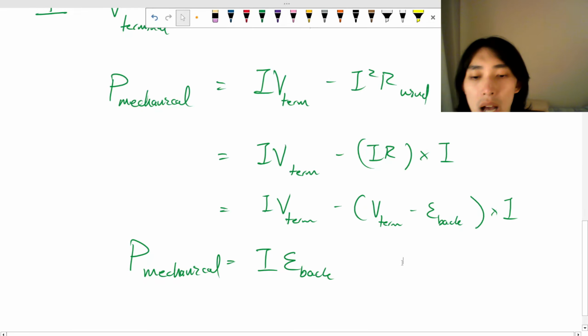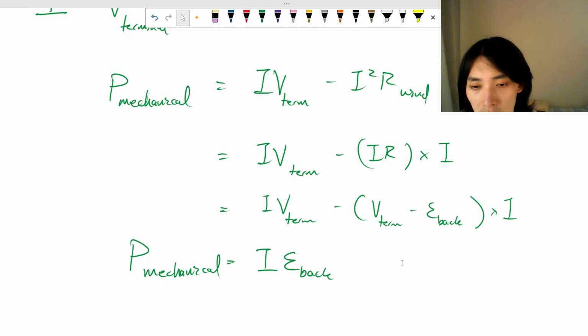Now, I don't just want to give you an equation. I want to help you understand why this equation is true. So let's have a little bit of a think about why this is true.